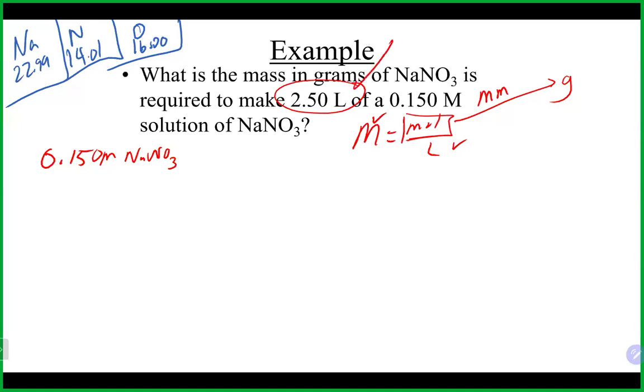Again, here our volume is in liters, which it needs to be. I am again going to do this more of a dimensional analysis approach, just to make sure I don't forget anything. So this here means I have 0.15 moles of sodium nitrate per liter. Or again, we could use it in the opposite way.